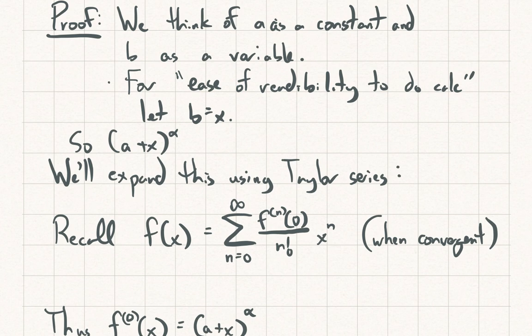So, as I said before, b is going to be our variable, and for ease of readability, we're going to call b x. So I'm going to look at a plus x to the alpha. Now, the whole idea here is using the idea of Taylor series to expand this as an infinite polynomial. And remember, for Taylor series, our coefficients for x to the n, and our Taylor series is going to be centered at x equals 0. So really a Maclaurin series, if you wanted to use that language.